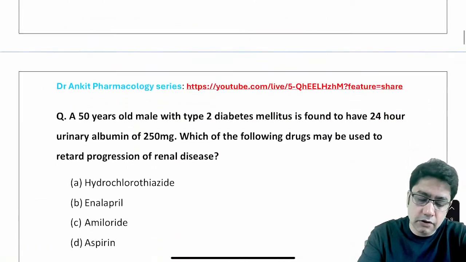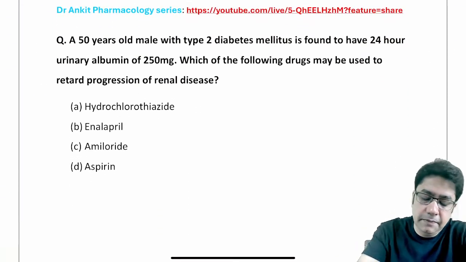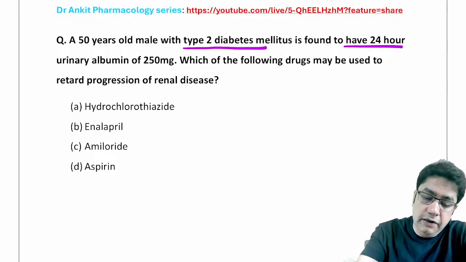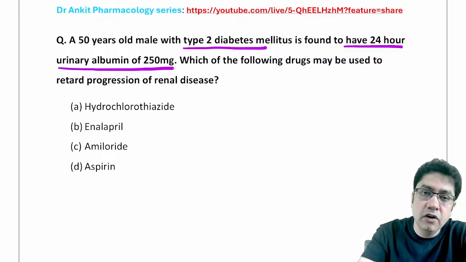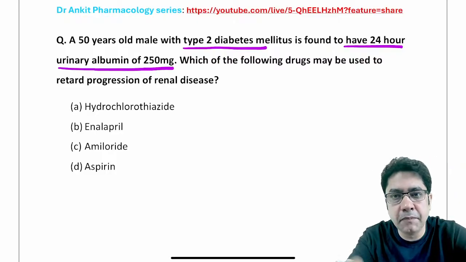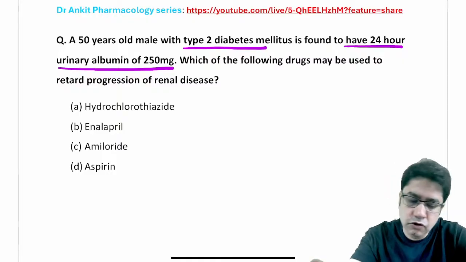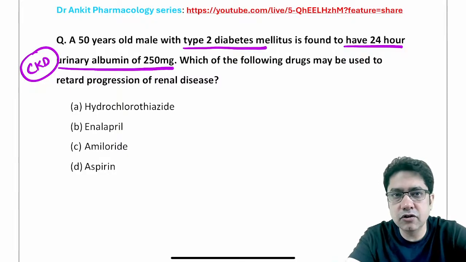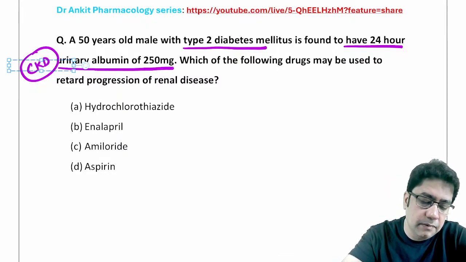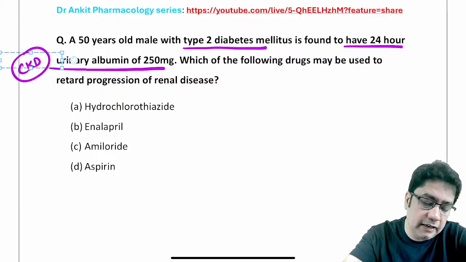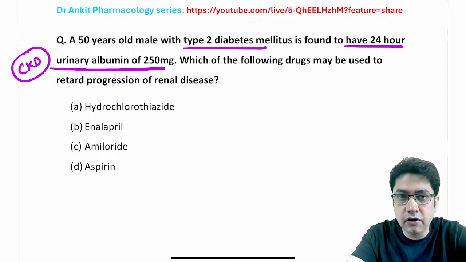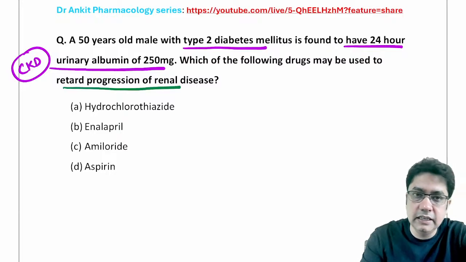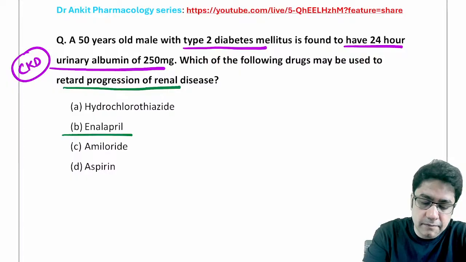Great. So a 50-year-old male with type 2 diabetes mellitus is found to have 24-hour urinary albumin of 250. So the patient has microalbuminuria. If the patient has albuminuria, this points to some kidney disease, chronic kidney disease. So remember, in kidney disease, to protect the kidney, the drug of choice, a nephroprotective drug which can retard the progression of this renal disease, is enalapril, an ACE inhibitor.